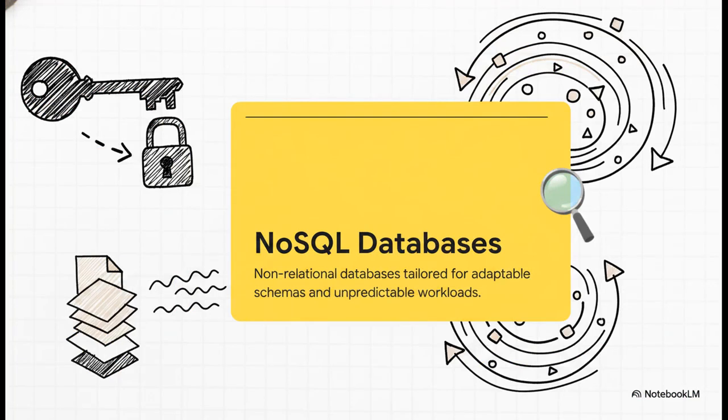Welcome to the wild west of adaptable schemas, unpredictable workloads, and massive horizontal scalability. These NoSQL databases break entirely free from strict tables. Instead, they use methods like simple key-value pairs, where a unique identifier points straight to a specific value, or flexible document stores. Because they are schemaless, you get rapid, frictionless evolution of your data models. Basically, if your app's data structure is constantly shifting, NoSQL is absolutely your best friend.